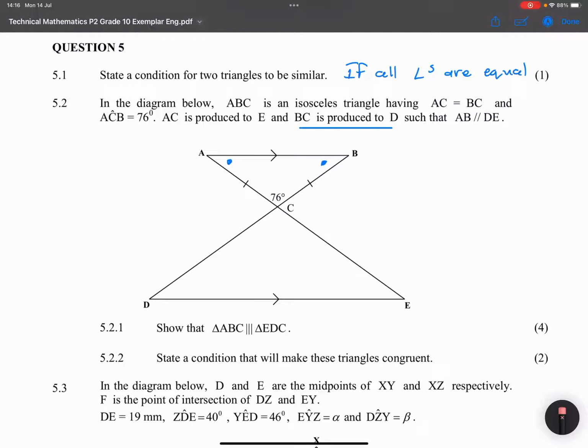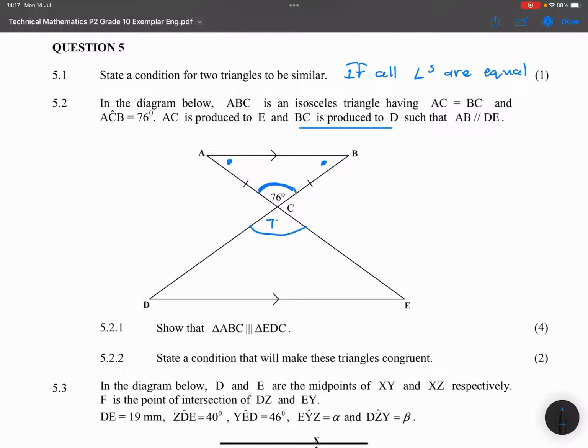Now they say to us such that AB is parallel to DE. Show that triangle ABC is similar to triangle EDC. Remember this sign is showing us that they are similar. I want you to note in this case, if we've got triangle EDC, firstly, what do we know? We know that angle ACB should be equal to angle DCE.